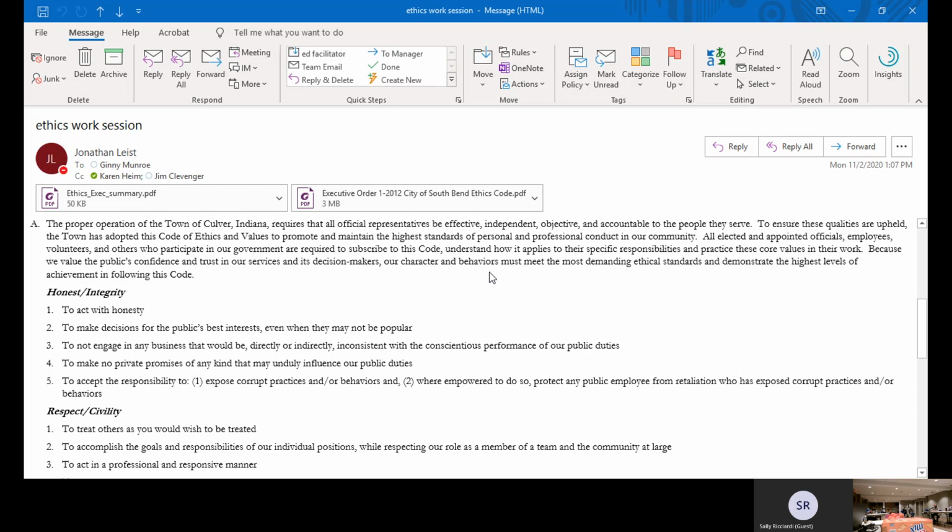So read everything Jonathan sent you, and we can reconvene again after we get some information from Karen on this. Ready to adjourn the work session? That's good. What time are we at? 6:18. 6:20. Oh, good, okay.